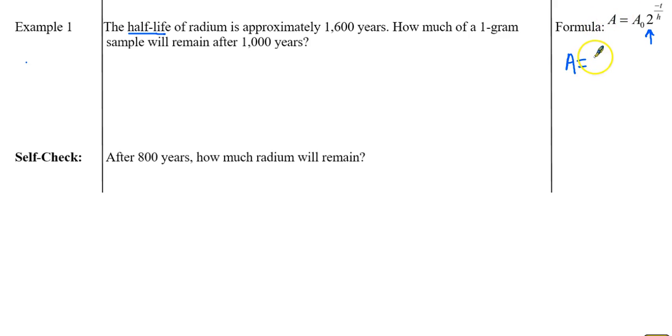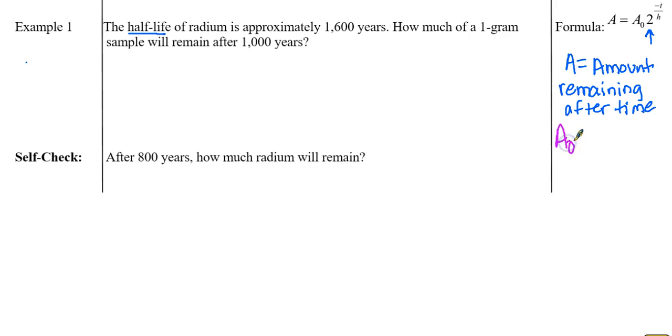A, this representation of A up here, is the amount remaining after time. Over time, over 10 years, over 15 years, over 1,000,000 years, whatever the time is, how much is left, the remaining amount.